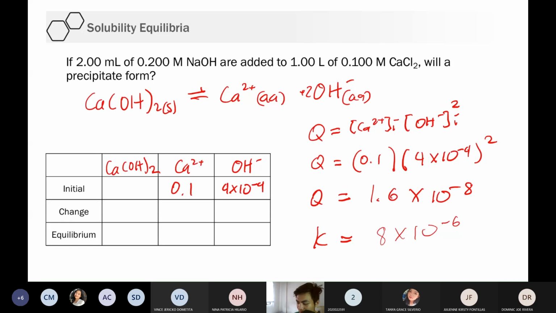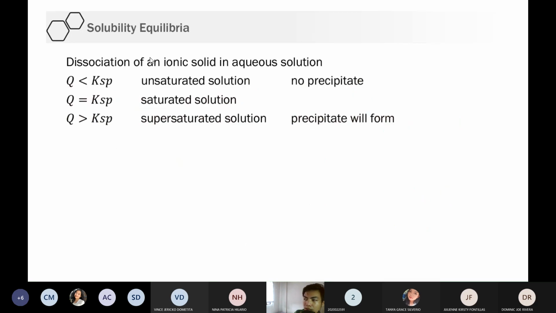With respect to their values, we can say that Q is less than K. So, will a precipitate form or walang mabubuo? So, the answer is wala pang precipitate na mabubuo. No? Bakit? Kasi Q is less than K. No? According to this, sabi natin, kapag masyadong onti pa yung amounts ng ions natin, no precipitate will be formed because we have an unsaturated solution. That means we have to increase the amounts of sodium hydroxide pa or the calcium chloride. Kailangan mo pa siya dagdagan so that ma-reach natin yung threshold, no? And the precipitate will later on form.